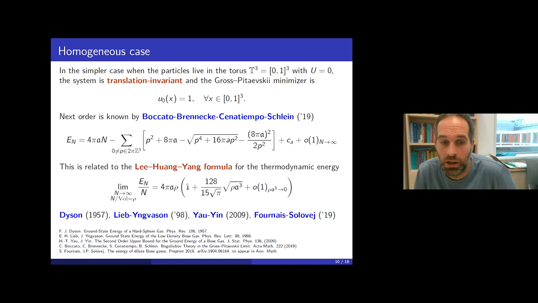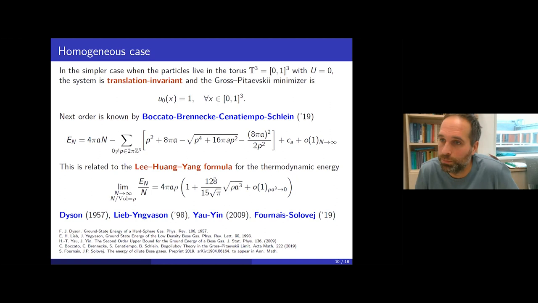They derived this two-term expansion for the ground state energy density. Okay, so this is 4 pi a rho. This is exactly the 4 pi a N from before, but now we divide everything by the volume, so you get 4 pi a rho. And then there is a famous correction that involves the square root of rho a cubed. Okay, so this is a computation that has been done by Lee, Huang and Yang. I think that was 57, whatever, maybe. And that was actually an open problem to prove for 60 years.